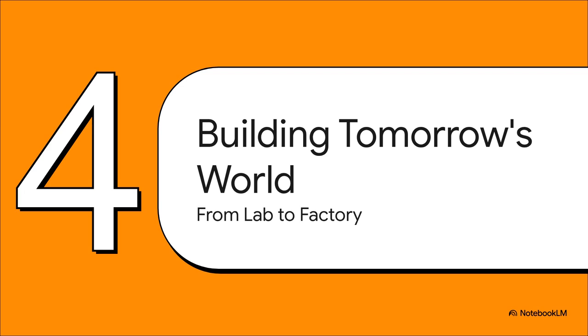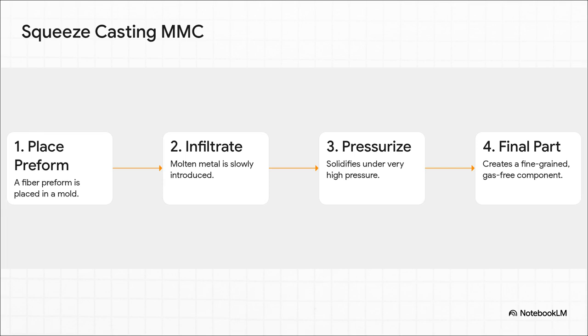Okay, let's leave the lab for a minute and head to the factory floor. Let's see how all these principles are actually used to build real-world parts that are pushing the absolute limits of engineering. So one popular way to do this is a process called squeeze casting. You start with a pre-shaped block of the ceramic fibers. You stick it in a mold, and then you inject molten metal under ridiculously high pressure. This intense pressure forces the metal into every nook and cranny, making sure it gets that good wetting we were just talking about. What comes out is a super dense, defect-free part.